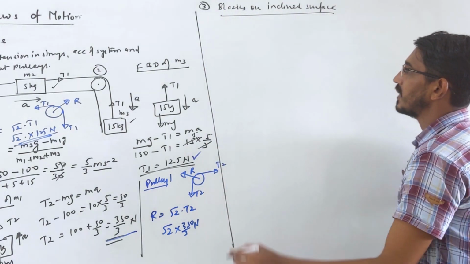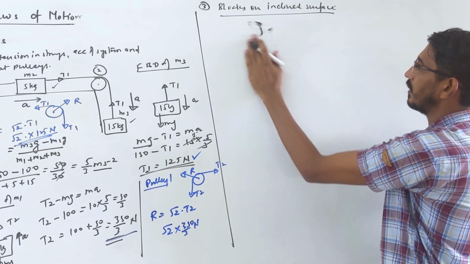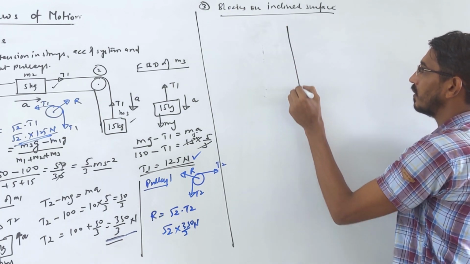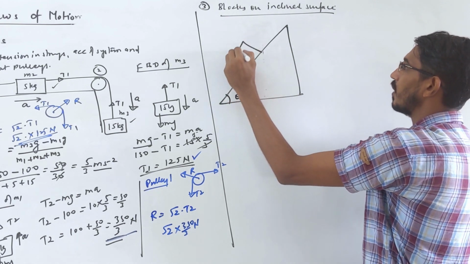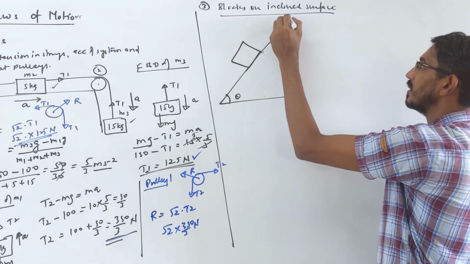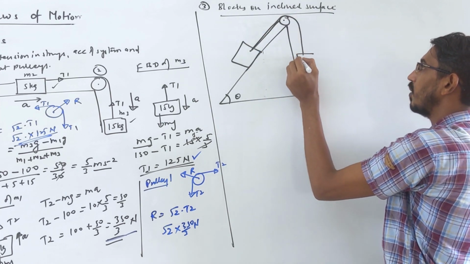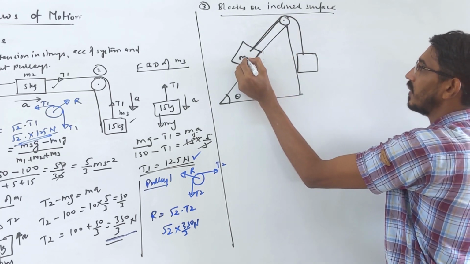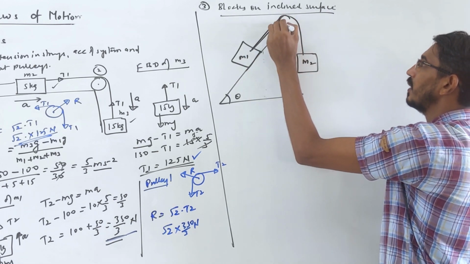It means like this one, maybe like this. Oh, I drew it very badly. This is an inclined surface, some angle theta. Say one block is placed here, and some pulley here. This string is passing over the pulley, and the other block is here. Say this block is M1, this is M2, correct? This is your pulley here.